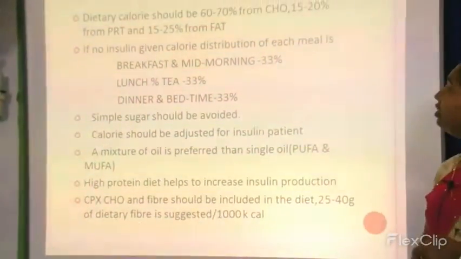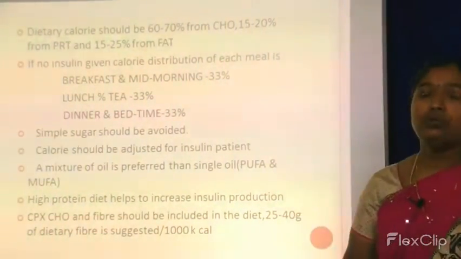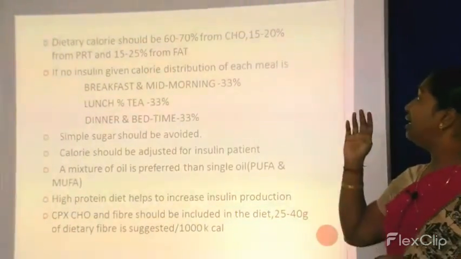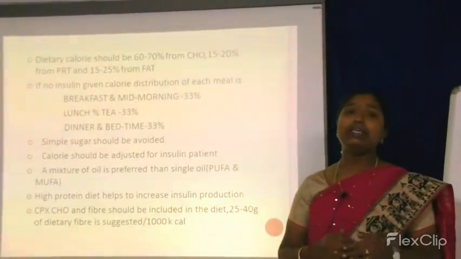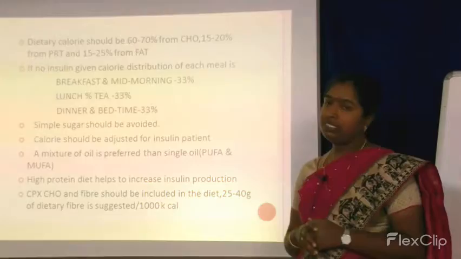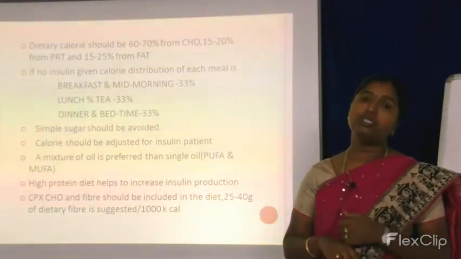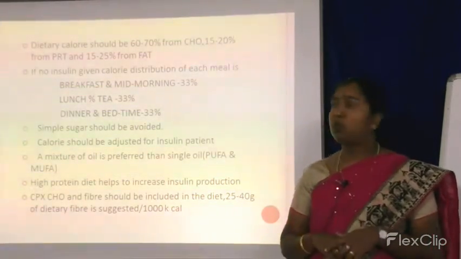The dietary calories should be 60 to 70% from carbohydrate, 15 to 20% from protein, and 15 to 25% from fat. If no insulin is given, the calories can be distributed as such, that is 33% in each: breakfast and mid-morning should be 33%, lunch and tea should be 33%, and dinner and bedtime should be 33%. Simple sugar should be avoided.